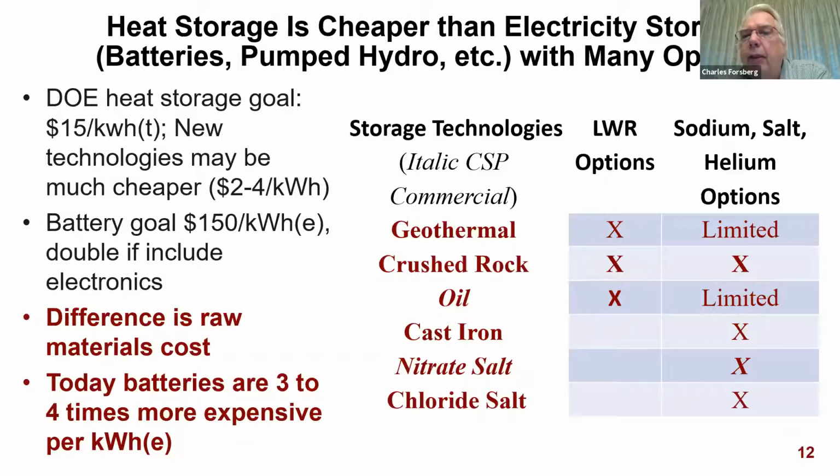And we take a look at what is behind these individual storage technologies. We have geothermal, which of course is storing heat underground, crushed rock, oil, cast iron, nitrate salt, and chloride salt. What is noteworthy about all of these storage options is their costs are very low relative to the components that would be used in any electrical storage system. Now today, batteries are 3 to 4 times more expensive per kilowatt hour than heat storage. In the future, that difference may be larger.